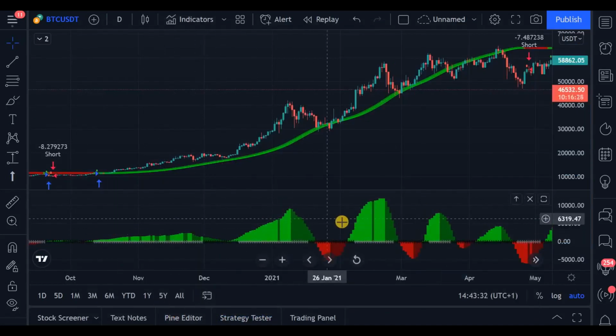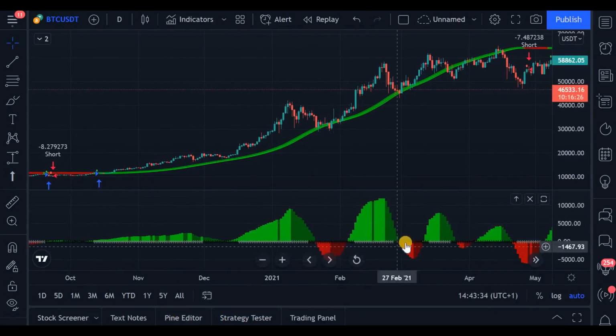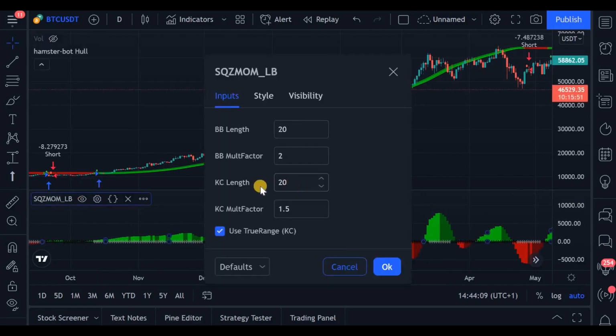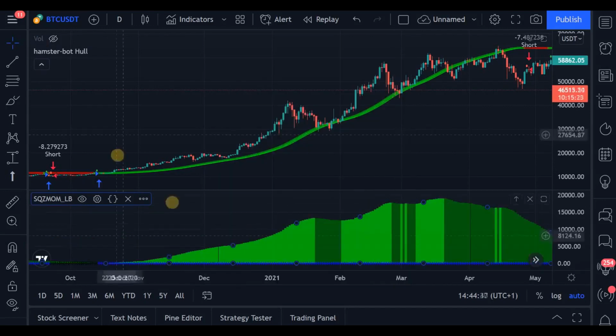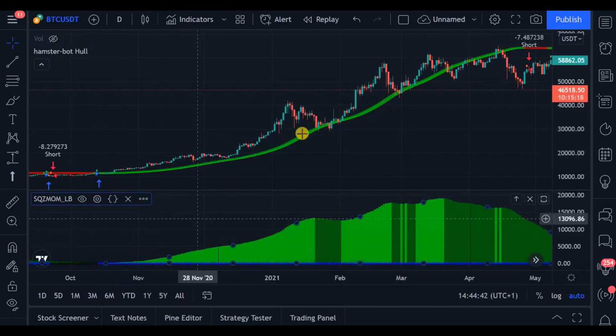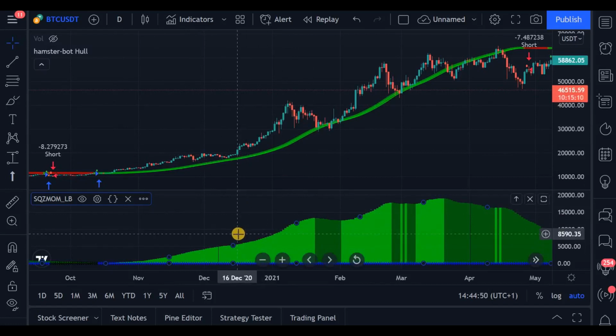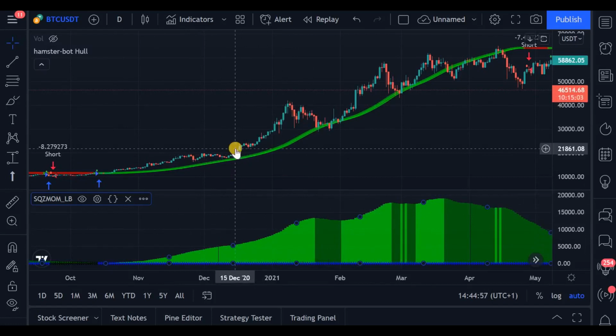And to better improve my strategy and reduce the number of fakeouts in this indicator, I would have to change the settings. You can go over to this section right here and you click on this. What we are going to do is to change this KC length from 20 to 100. Then click on OK. You can see that this indicator correlates with our strategy, and you can use the squeeze momentum indicator together with the other indicator.